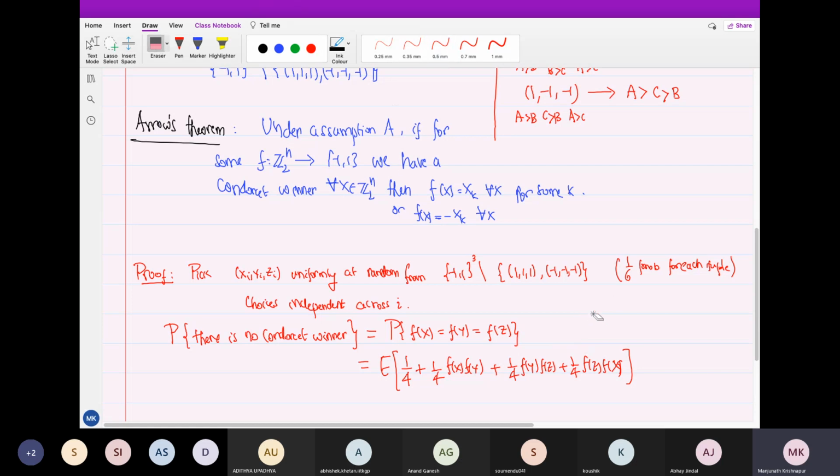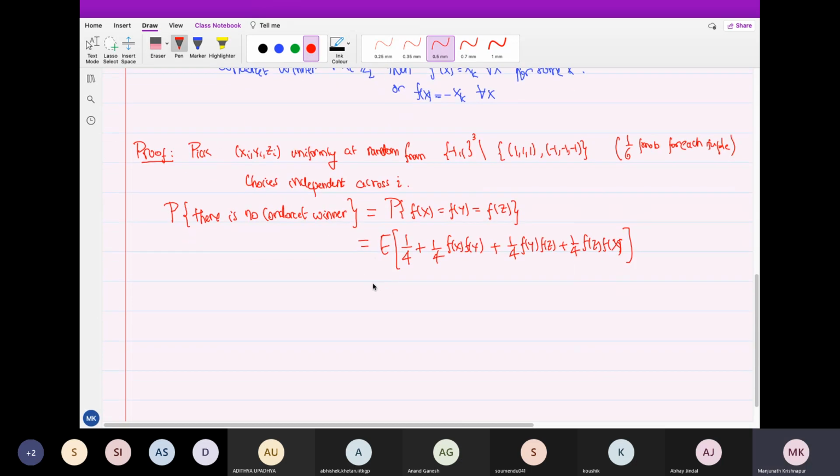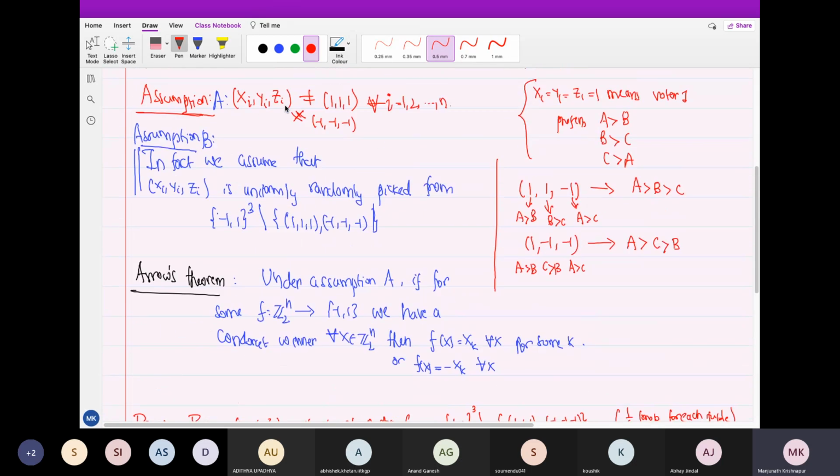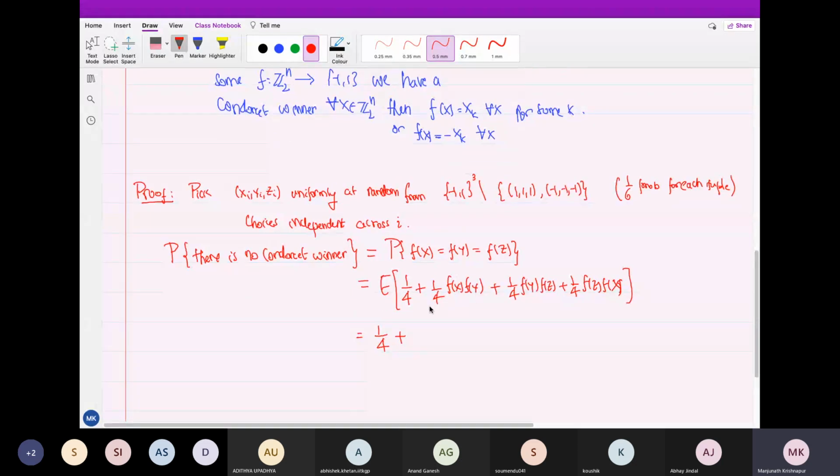This whole thing is 0 if fx, fy, fz are not equal, and 1 if fx, fy, fz are equal. So this is just a convenient way to write it. Okay, but now by symmetry of the whole thing, 1/4 is fine. That's the expectation. The other three are identical. The expectation of fx fy will be the same as that of fy fz. The relationship between the three things is exactly the same. So let's just write it as the expectation of fx times fy.